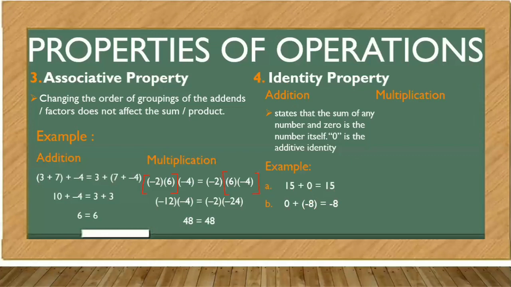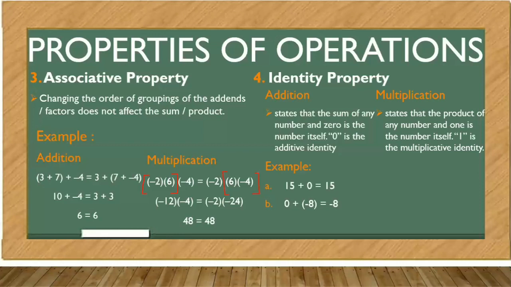Next, multiplication. When we say multiplication identity property, it states that the product of any number and 1 is the number itself. 1 is the multiplicative identity. So it means, when we multiply a number by 1, the answer will be the number itself. Example, 32 times 1. We multiply 32 by 1. What did we multiply by 1? 32. It means 32 will be the answer. That is the multiplication identity property. Whatever you multiply by 1 will be the answer.